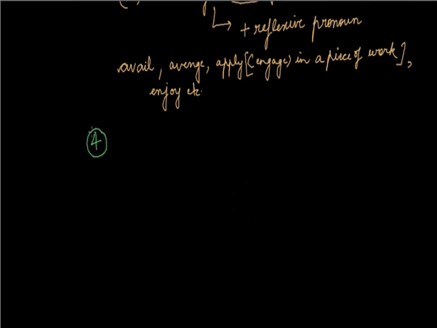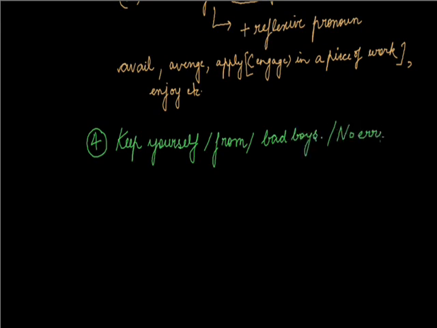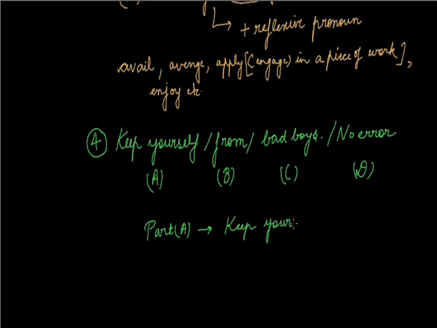Next question says, keep yourself from bad boys. A, B, C, D. The error is in part A. It shouldn't be keep yourself. It must only be keep. Keep from. Keep doesn't need any reflexive pronoun after it. They should not be used after keep.